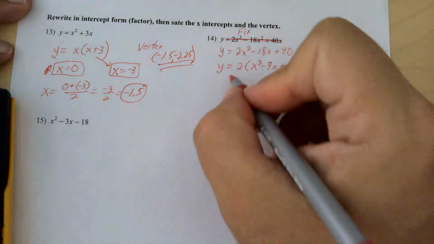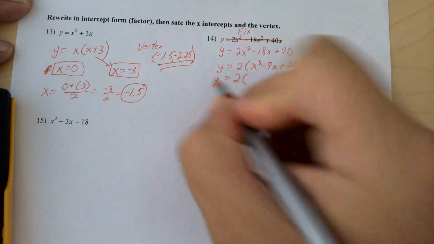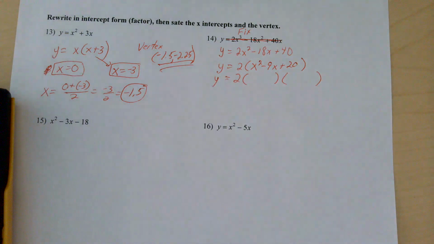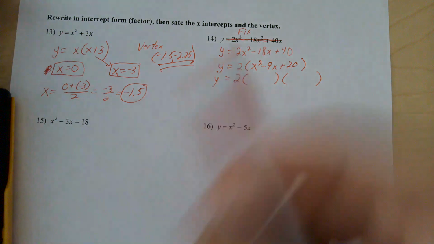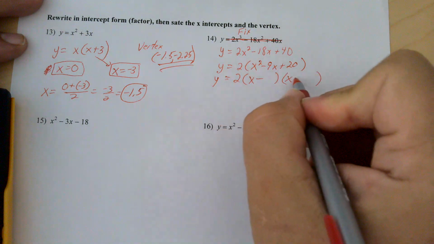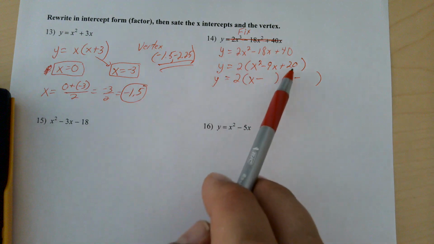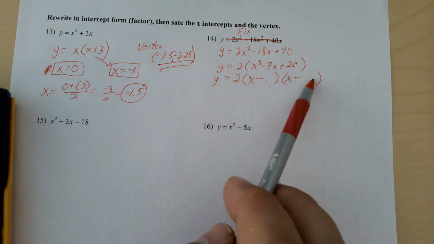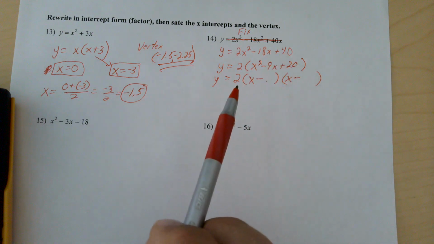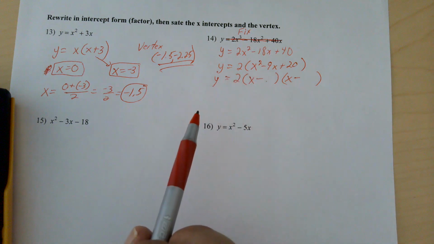Now, what's left over can be factored. All that 2 is telling us is it's a stretch. We're not going to do anything else with that 2 other than knowing that it's a stretch. And then I'm going to factor this trinomial. I know it's x minus and x minus. You say, how do I know that? I have a positive 20. Whatever this number is times this number must give me a positive 20. But then I also have to make sure it adds up and agrees with that negative 9x.